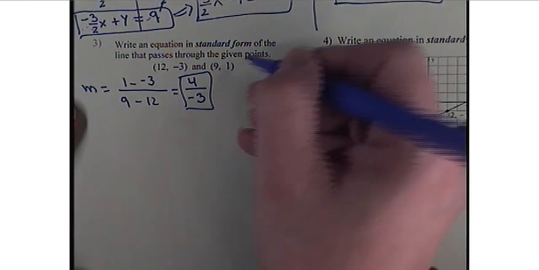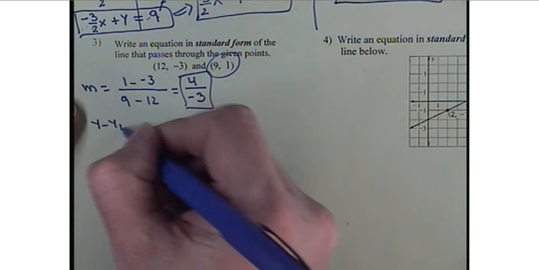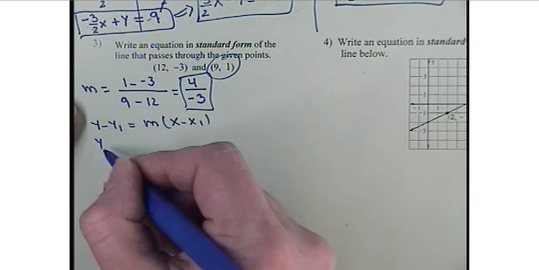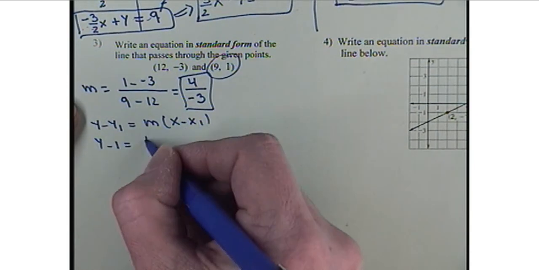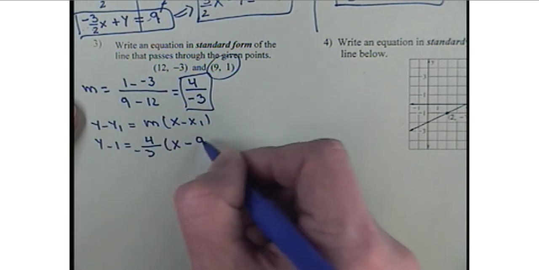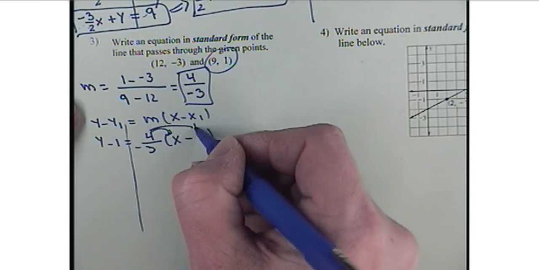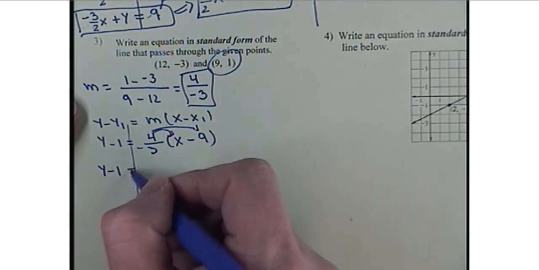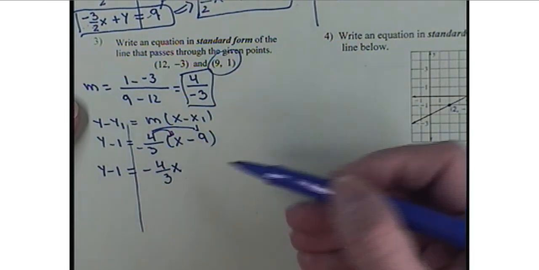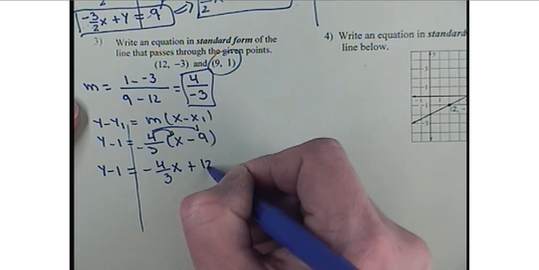Pick one of the points, let's say 9 and 1, and substitute into y minus y1 equals m times x minus x1. So y minus 1 will be equal to 4 over negative 3 times x minus 9. We're solving this equation, apply distributive property. y minus 1 will be equal to negative 4 over 3x. Negative 4 over 3 times negative 9 will be plus 12.